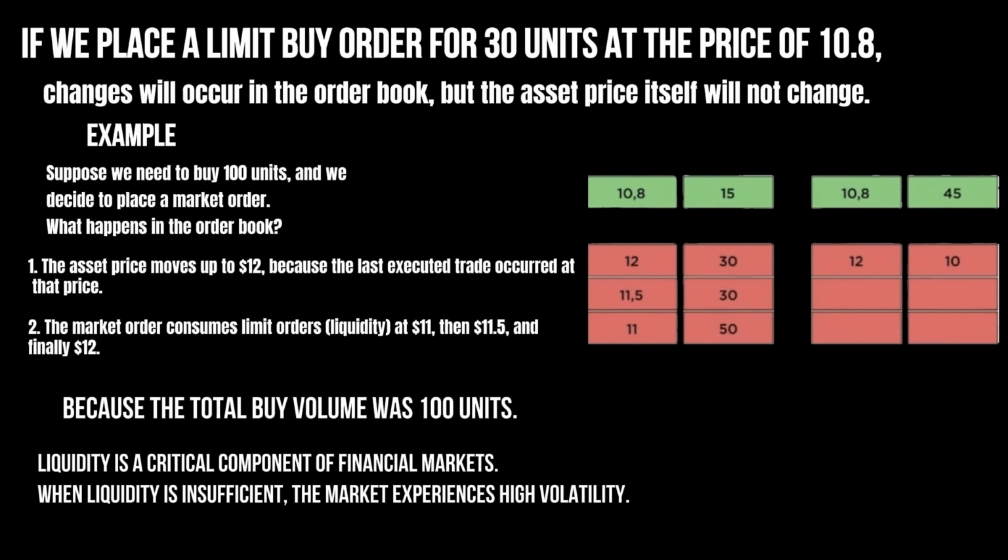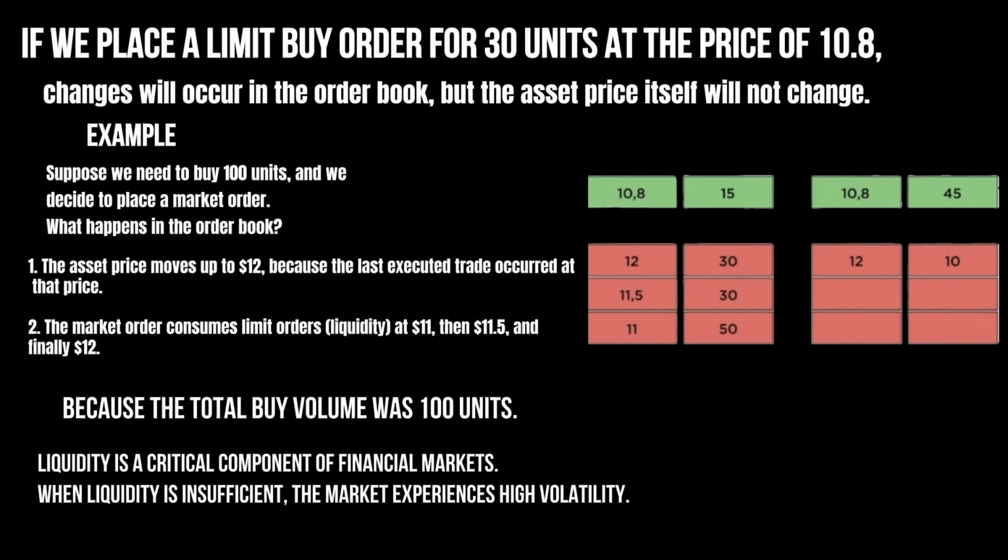The market order first consumes the limit orders at $11, taking all 50 units at that level. Then it moves to 11.5 and takes another 30 units, bringing the total filled volume to 80 units. After that, the remaining 20 units are filled at $12. As a result, there is no remaining liquidity at 11 or 11.5, and only 10 units remain available at the $12 level. The entire order is successfully executed.